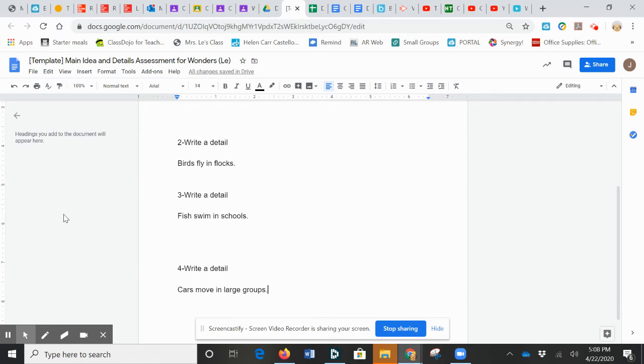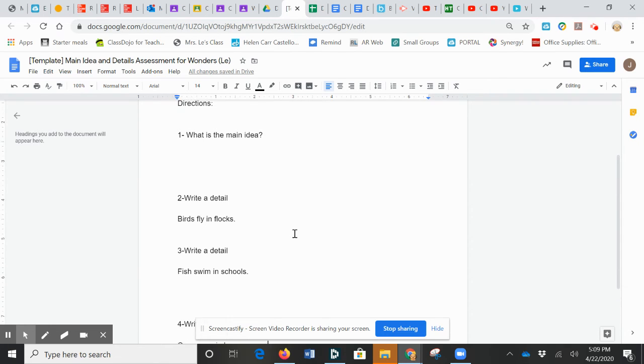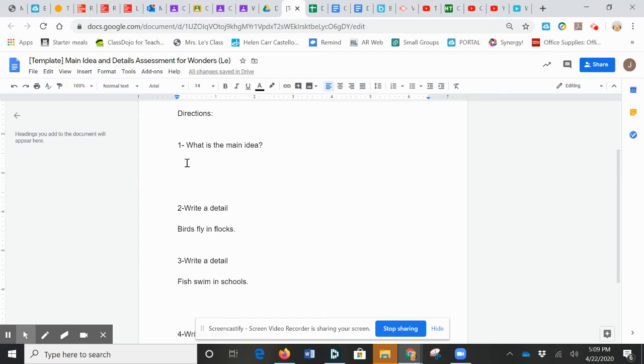So I can identify that the details in the paragraph I just read are the following. 1, birds fly in flocks. 2, fish swim in schools. And 3, cars move in large groups. So I can ask myself, what are all of these details talking about? What do they have in common? How can I put this together into one main idea of the paragraph?